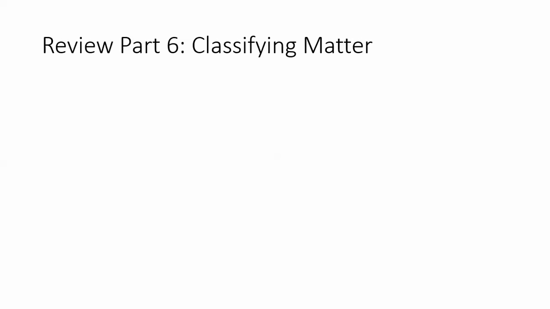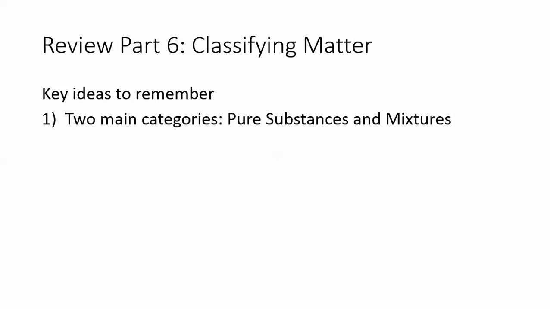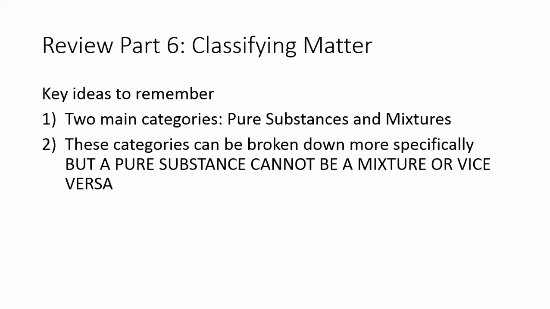Okay, this is the last part of our review for the Molecules to Atom Unit 1 Physical Science test, and in this part we're going to talk about classifying matter. Some key things to remember are there are two main categories that we can divide all matter into: pure substances and mixtures. These categories can be broken down more specifically. However, a pure substance cannot be a mixture or vice versa.